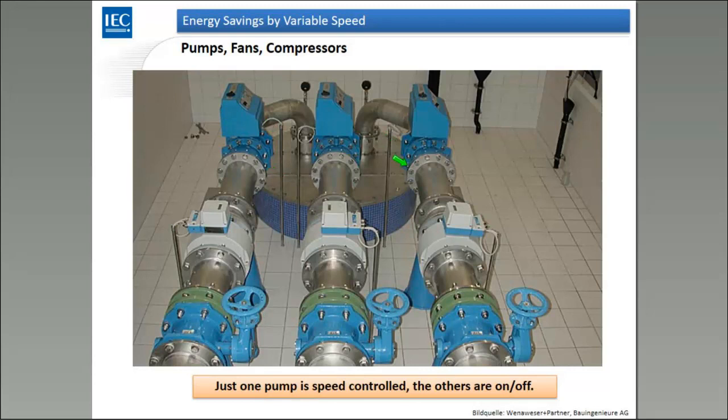And in a typical scenario, in such a situation, you would use one of the pumps with variable speed control, and the other 2 are just on-off, and you turn them on when you need them and turn them off when you don't need them. That would be the most efficient and also the most cost-effective way to operate these pumps.